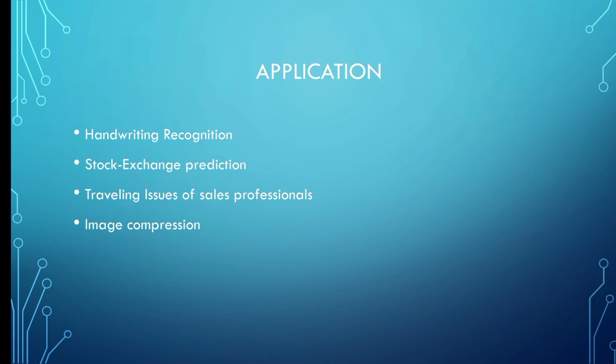The very first application of neural network is handwriting recognition. It is an application of pattern recognition through image. By using such concept, we can train computers to read letters and numbers belonging to any language. And we have stock exchange prediction, traveling issues of sales professionals, and image compressions.